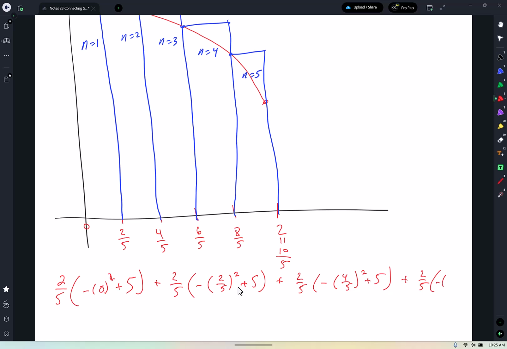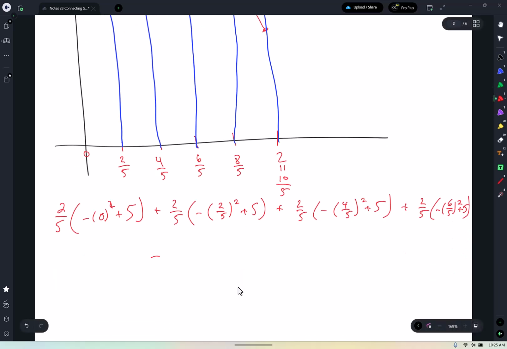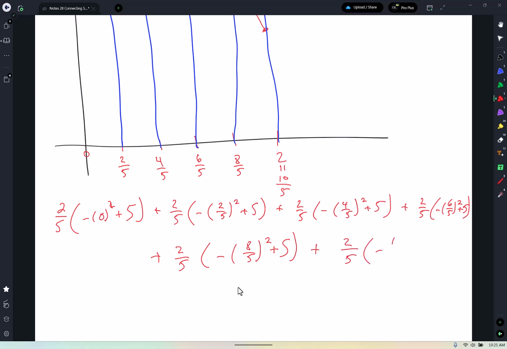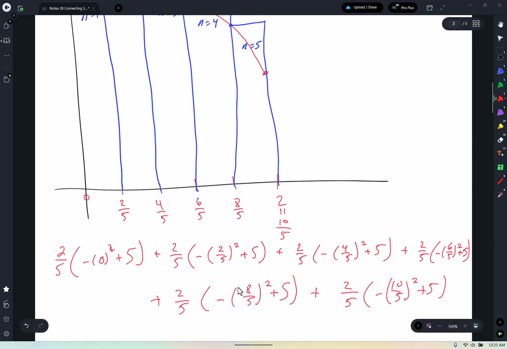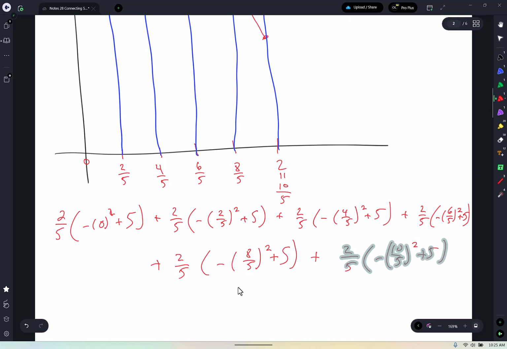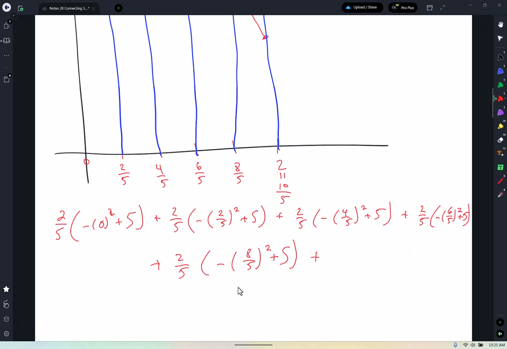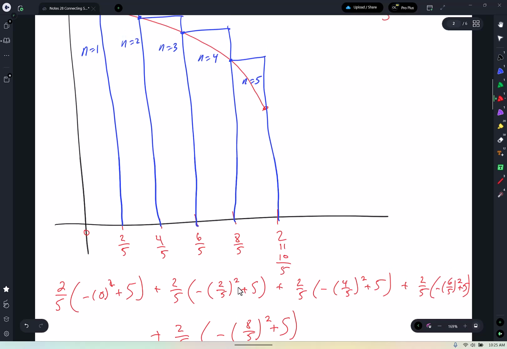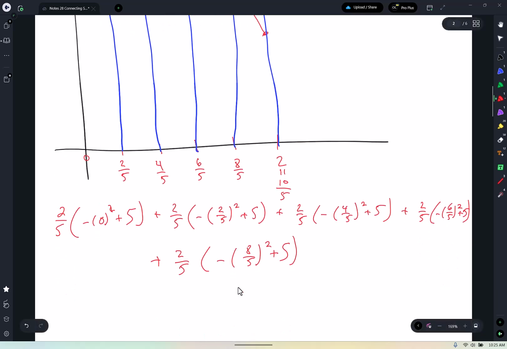negative parentheses 6/5 squared plus 5 plus 2/5 negative parentheses 8/5 squared plus 5 plus 2/5 parentheses negative 10/5 squared plus 5. Oh, you're right. I did an extra. Thank you, miss. I would have been totally wrong, because the last one is the 8/5. You don't use the 2.